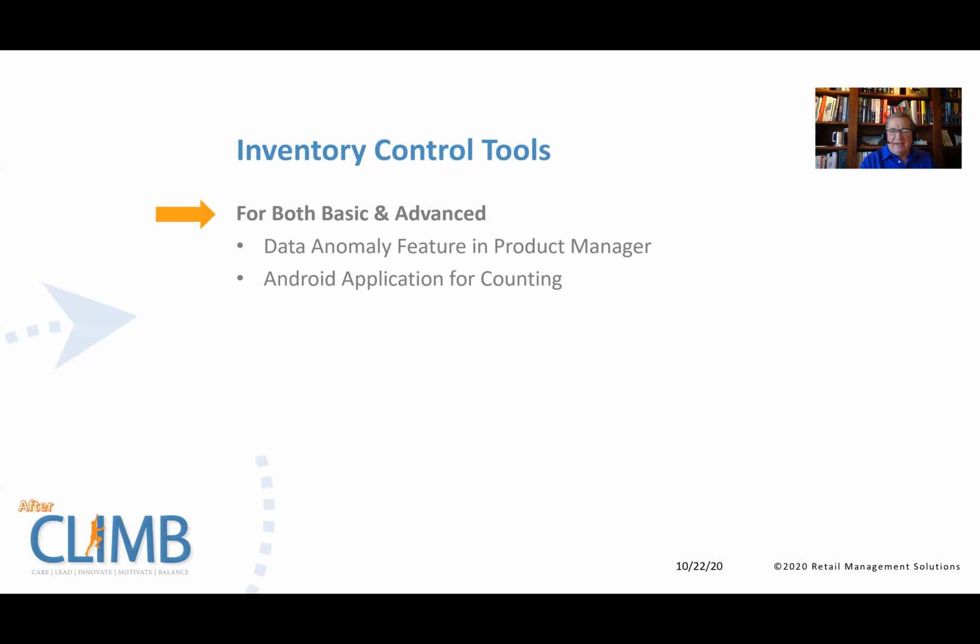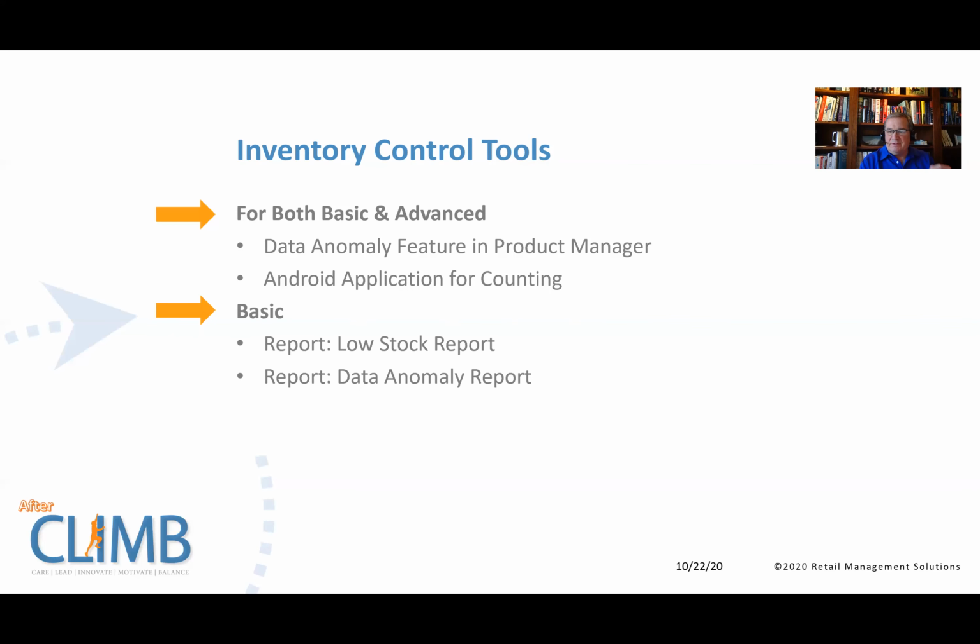For both basic and advanced, we have a data anomaly feature in product manager, which some of you are aware of, and I'm going to show you what that looks like. And then we have an Android application for doing inventory counting. Today, I am not going to talk about inventory counting. I'm going to do that next time. I'm going to go through actually doing a count using the Android app and show you how count sets work and how perpetual inventory counting works and so forth. So that's going to be next time.